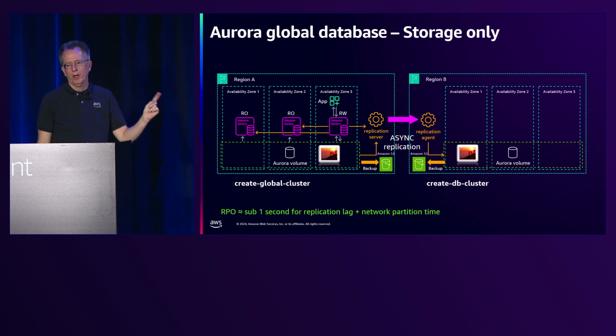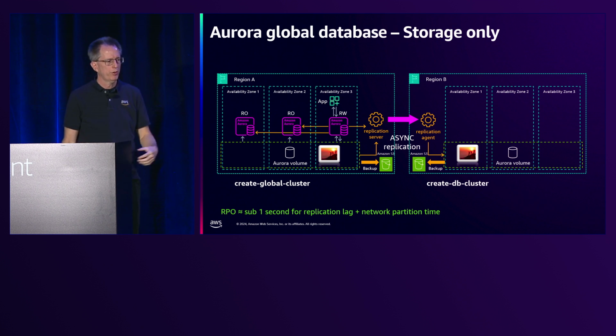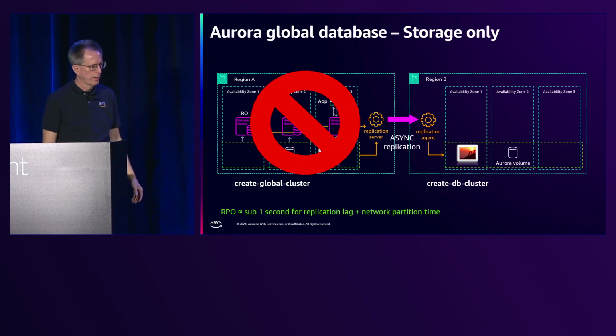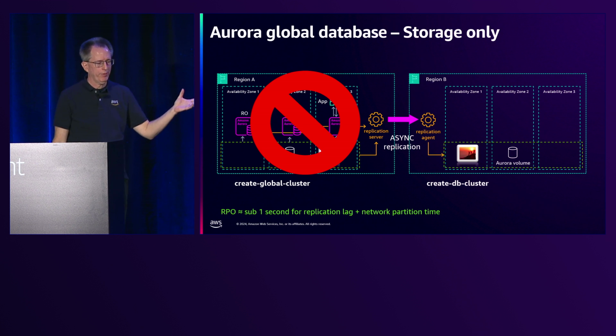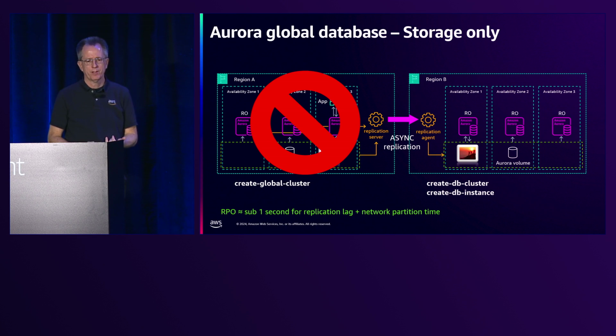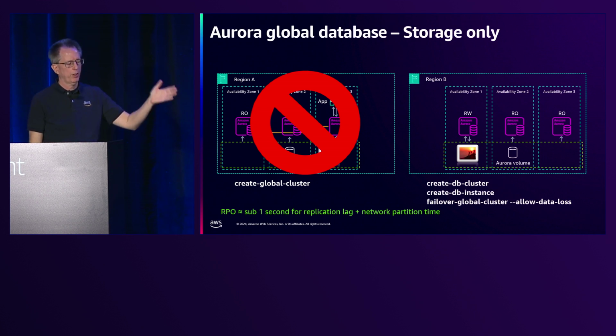Another really nice thing about global databases, you can do local backups in each region. So you can be protected in not just the running system, but if something else happens, like someone drops a table, you can have independent copies there. So region A now having an issue, so that's not good, but we can easily fire up database instances in the second region, and then we can do a failover global cluster.